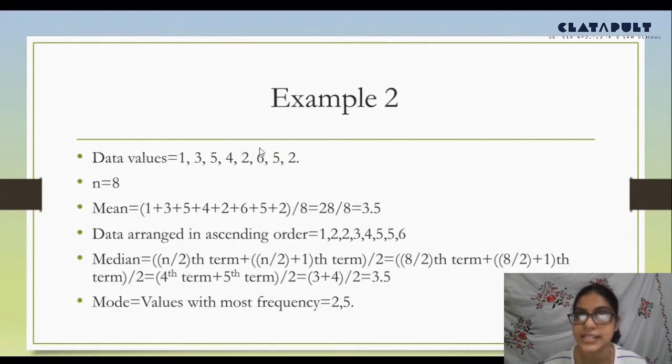Mode again is the same thing, the value with the most frequency. In this case, however, note that both 2 and 5 occur twice each in the arrangement and everything else occurs once. So the highest frequency is 2 and there are two values which have this highest frequency, 2 and 5. So both are mode values in this case. We have two modes. This is a bimodal arrangement and 2 and 5 are both modes in this case.